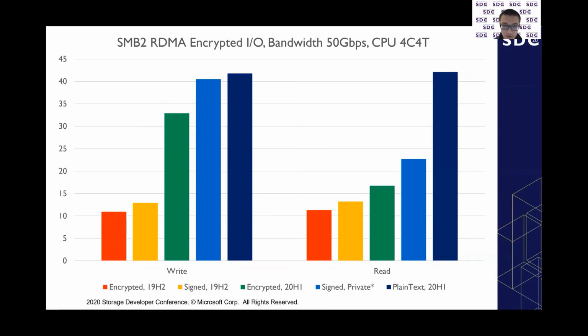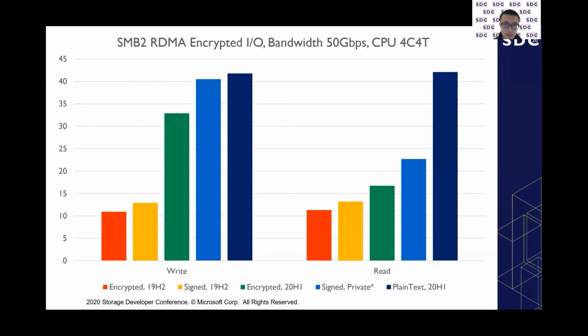And this is just for RDMA only. And then for the signed performance, we would look at the yellow column and the light blue column. The yellow column is before, without this feature, and the blue column is with this feature, although it's not released. So we used some privates to get these numbers.